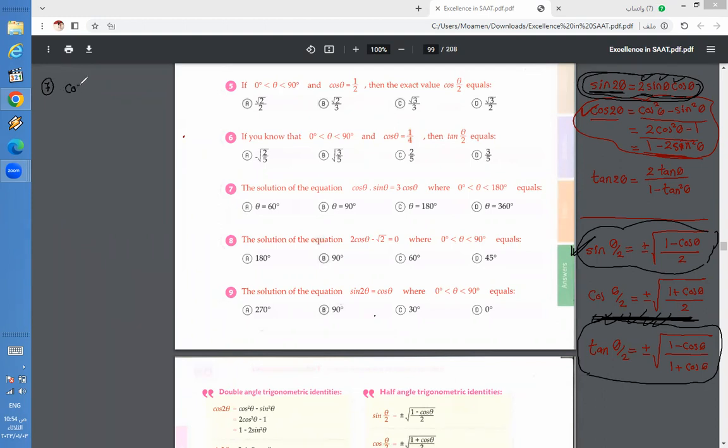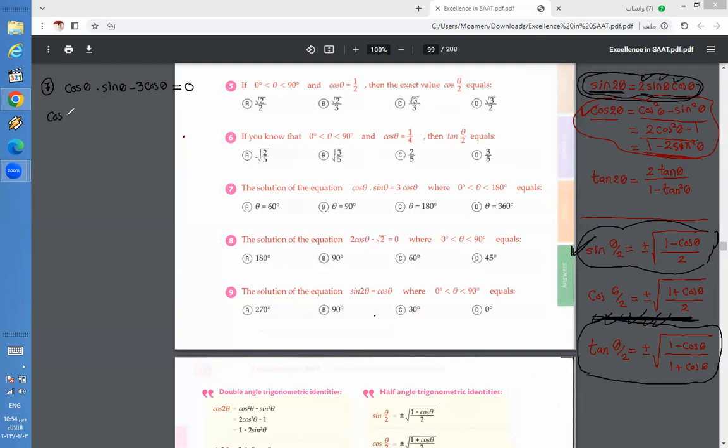Cosine theta multiplied by sine theta equals 3 cosine theta. I move 3 cosine theta to the other side with the opposite sign. It means cosine theta sine theta minus 3 cosine theta equals 0. If you said solve, one of the sides must be equal to 0 in order to use the zero property. Now you can take a common factor. What is the common factor? Cosine theta.